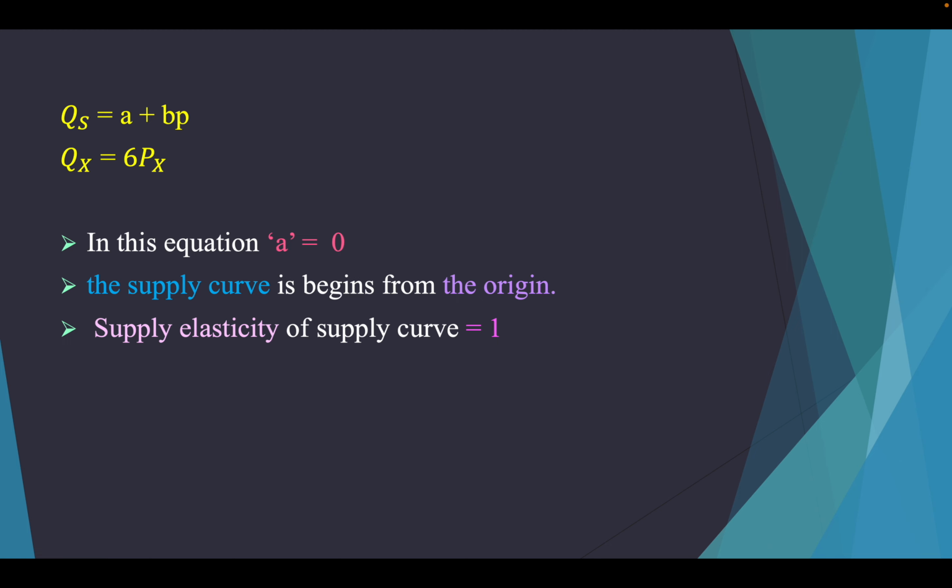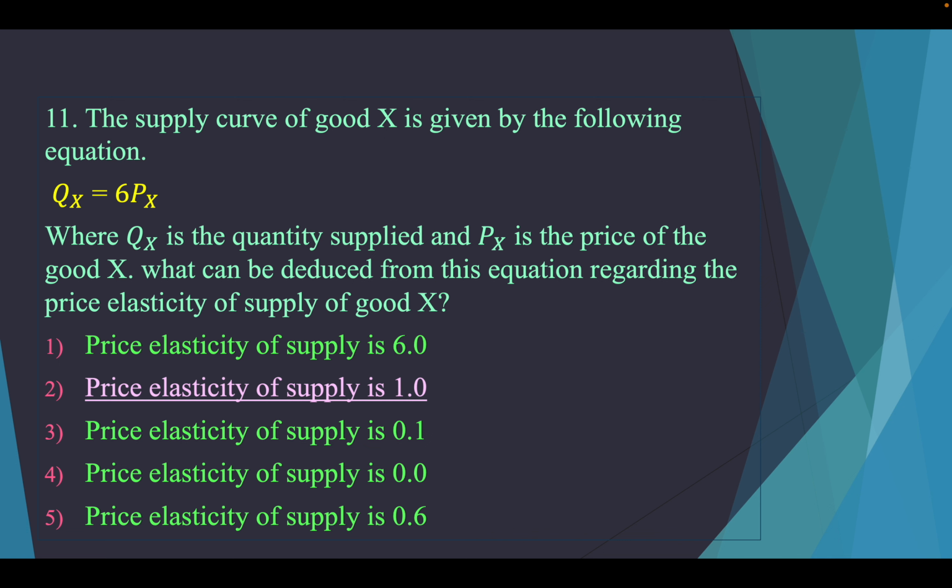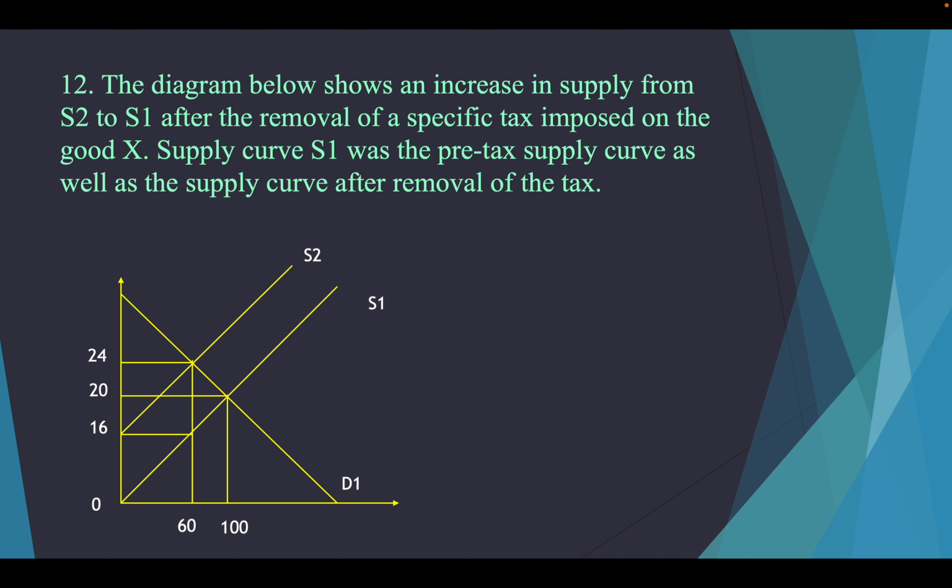Children, remember that when A is 0, the supply curve begins from the origin, that means from 0. At that time, for any supply curve that begins from the origin, the supply elasticity is equal to 1. That is why the price elasticity of supply is equal to 1 in this equation.